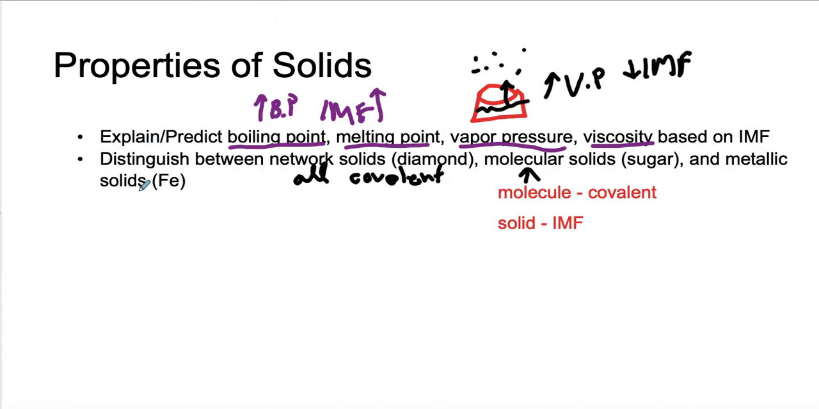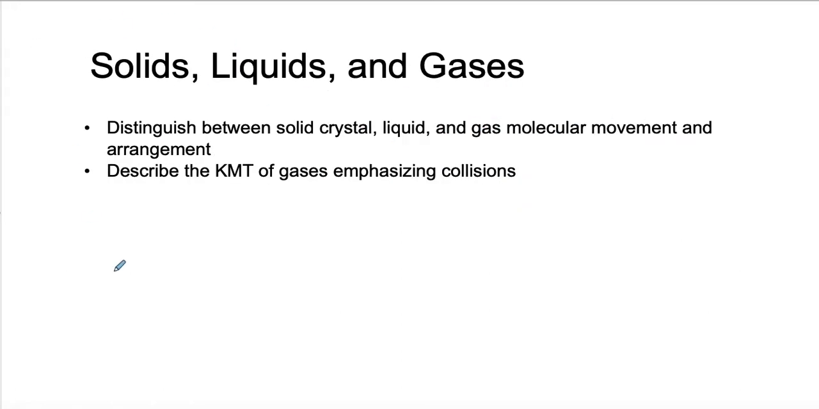And then metallic solids, there's metallic bonds between them. They're not covalent, they're not ionic, they're not even IMF, but it's the sea of electrons that hold onto those. But making sure to know the difference between those different types of properties of solid.